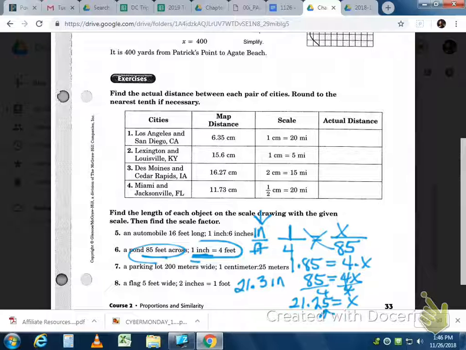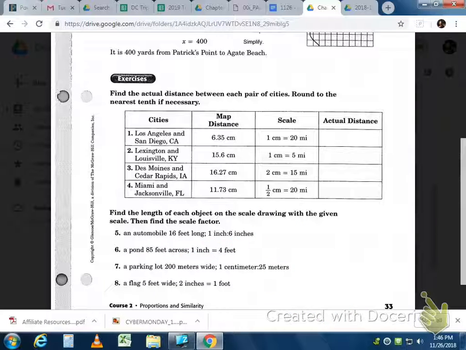All right, questions on how to set those up? How do you do the scale factor? I'm going to do the scale factor right now. I just want to make sure everybody's got that part done. You good? So here's the scale factor. You take the scale 1 inch over 4 feet. You write it just like this. And you have to change them so that they have the same units. It can't be inches and feet for scale factor. They either both have to be inches or they both have to be feet.